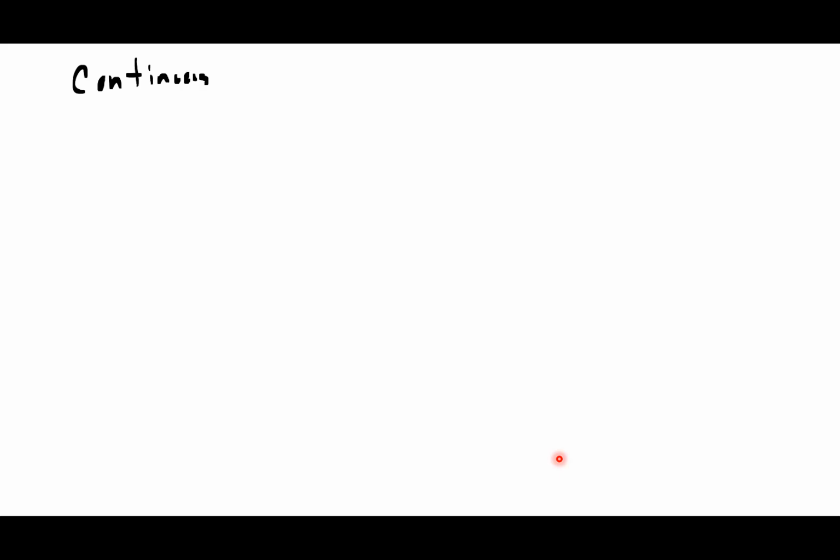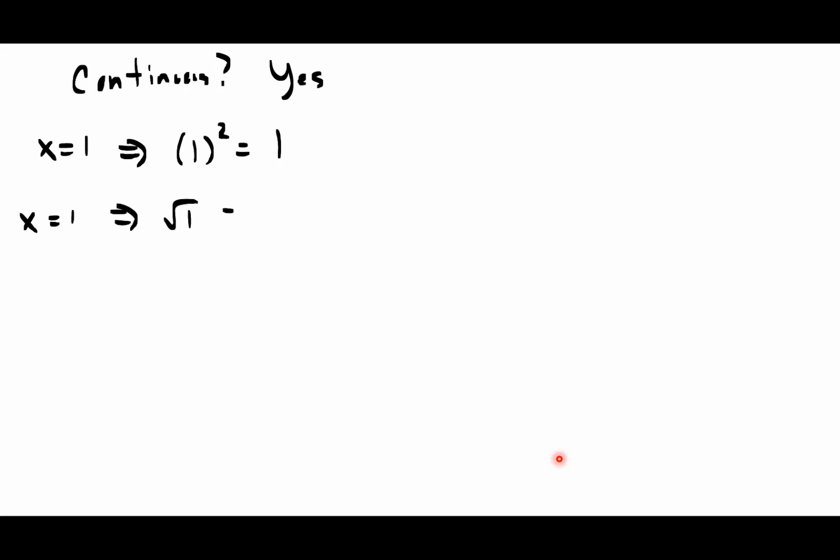So it's continuous, yes. At x equals 1, the first function, the x squared function, turns out to be 1. The square root function turns out to be 1. So you just plug in the value, and if the values equal each other, that means one graph transitioned into the next graph. That's cool.